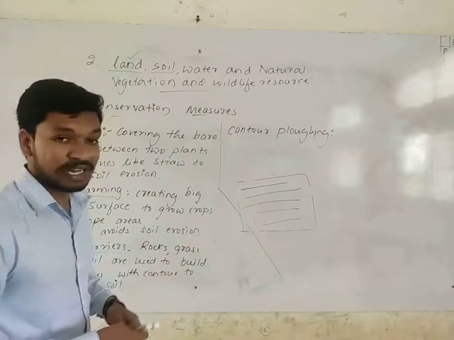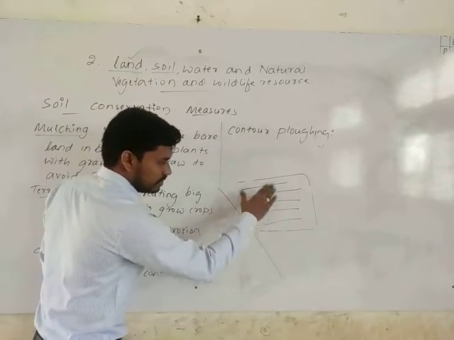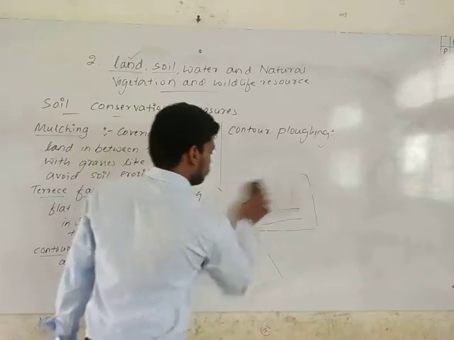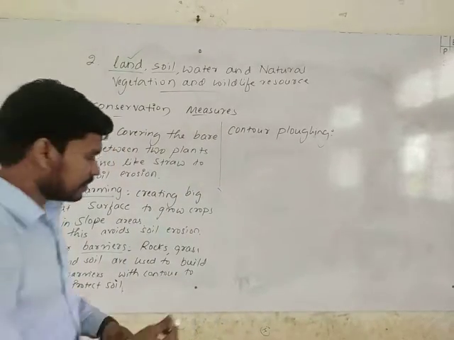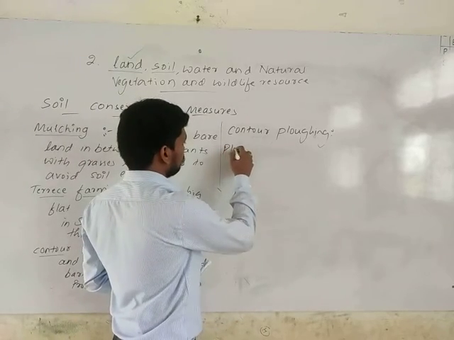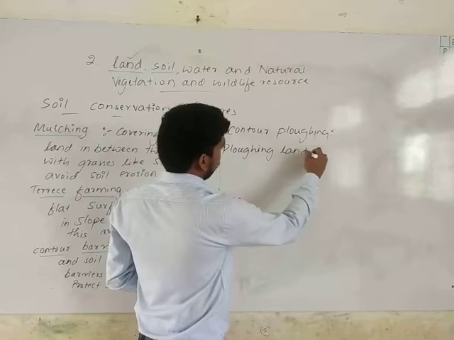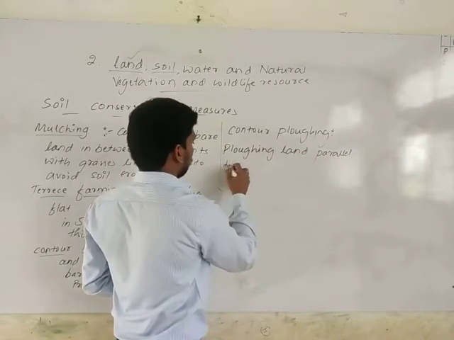It will avoid soil erosion because there will be undulations in the earth. So that will avoid the soil erosion. That is another method to avoid soil erosion: plowing land parallel to contours.